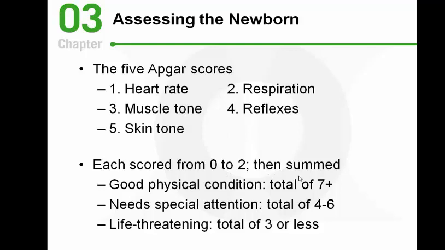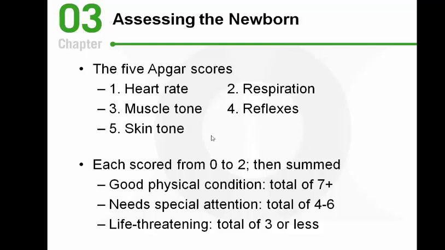Now, a higher Apgar score is better. It's suggesting that baby is in good shape. An Apgar of 7 plus means baby is probably in good condition. The higher the score, the better. 4 to 6, baby may need special attention. For example, if baby is having trouble breathing, we might need some oxygen, that kind of thing. 3 or less means that we are absent some of these things. There's a 0 on some of these things, and so that could be a potentially life-threatening issue here.